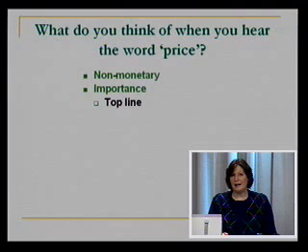It's your top line. The other elements of the marketing mix are all expense items. They come later on in the income statement. So price kind of generates everything. Price gets it all going here. So it is a top line item.